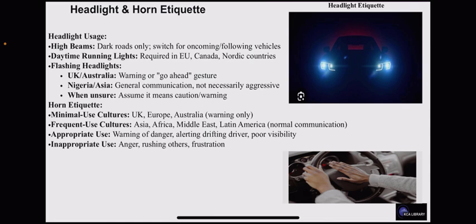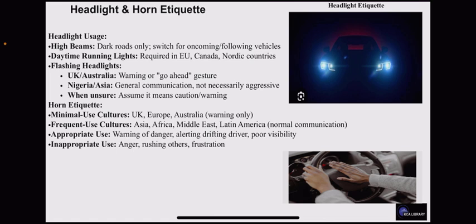So now let's look at headlights and horn etiquette. For headlight usage, for instance, we have high beams: dark roads only. When there are dark roads, switch off for oncoming or following vehicles, so that the oncoming and following vehicles are not affected.